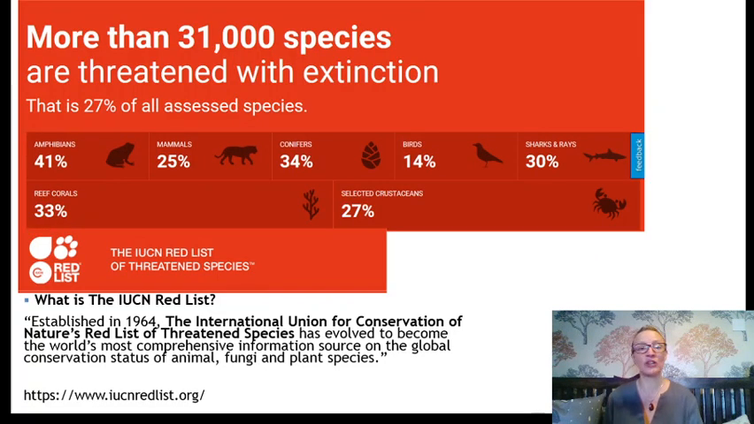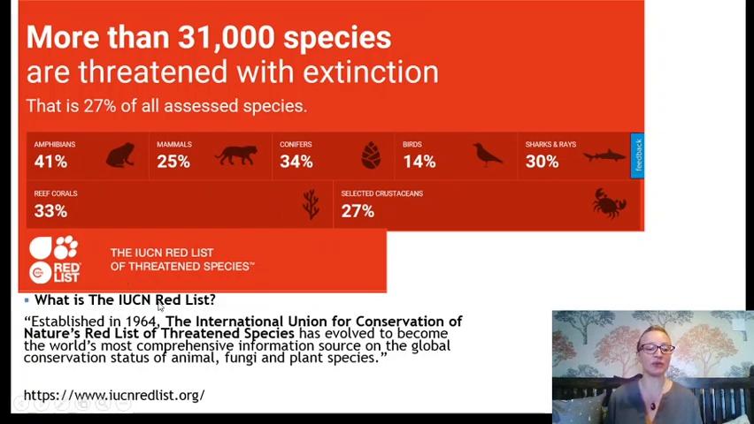So why do we need conservation strategies? Well, we've got more than 31,000 species that are threatened with extinction. And we've got a large proportion of them, you can see, amphibians. We've got mammals that are threatened with extinction, conifers, birds, sharks, corals, and crustaceans. So all kinds of organisms that are threatened with extinction.